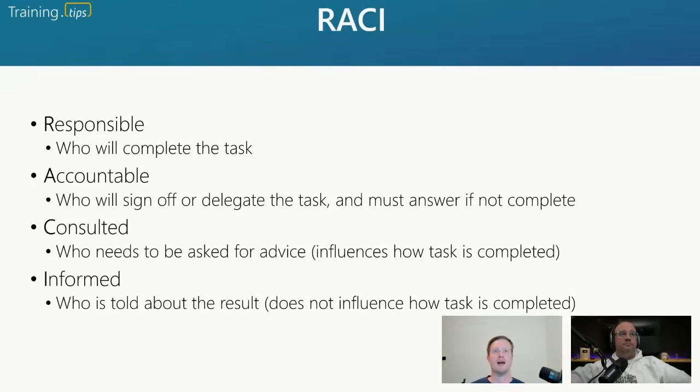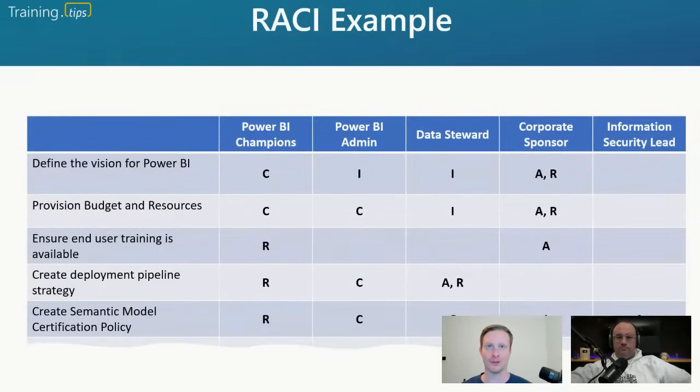Finally, you have informed. This isn't as important to the task, but it's people who need to know about the output of the task, and they just need to be told about the result because it might affect how they do stuff, but they don't have any influence on how it's done. So here's an example of what we would do for the RACI. We would have a whole list of tasks, and you can sit down and think through these. These RACIs can get quite big, but I would say make something manageable at first, and you can always add over time. So for example, we're going to list out all the tasks that need to get done for us to roll out this strategy and for the strategy to be successful.